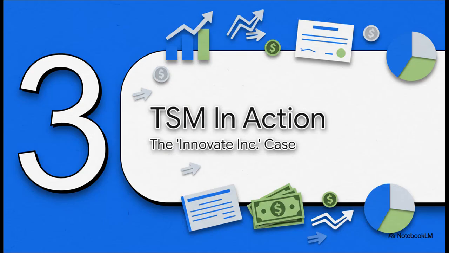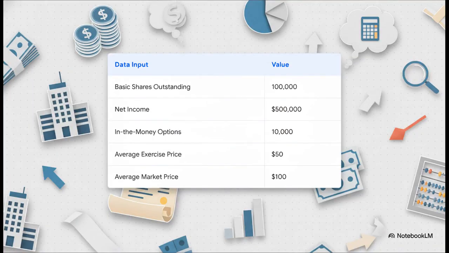Okay, theory is one thing, but let's actually run the numbers. This is where it all comes together and really starts to make sense. We're going to do a quick case study on a fictional company called Innovate Inc. So here are the vitals for our company, Innovate Inc. They have 100,000 basic shares out there, and they made $500,000 in profit. They've also got 10,000 stock options held by employees. For those employees, they can buy a share for $50. Meanwhile, the stock was trading on the market for an average of $100 during the year.